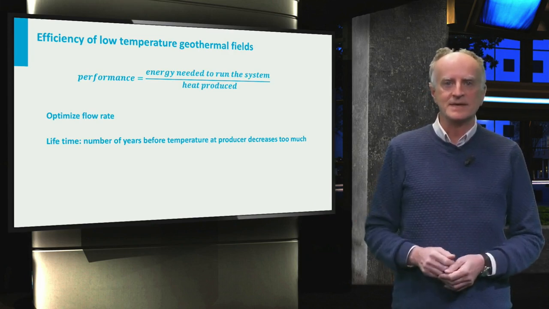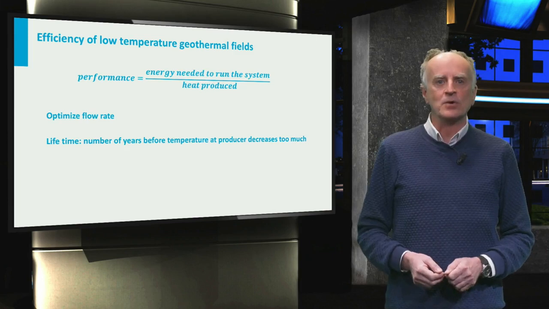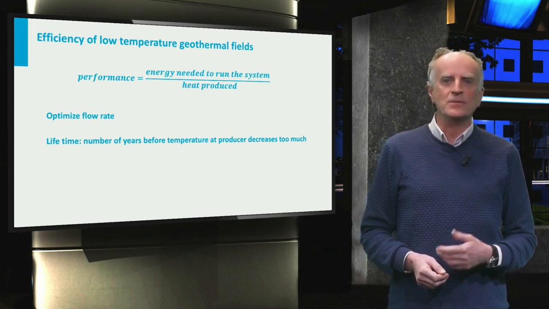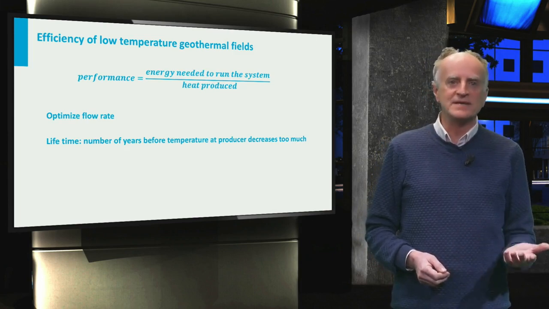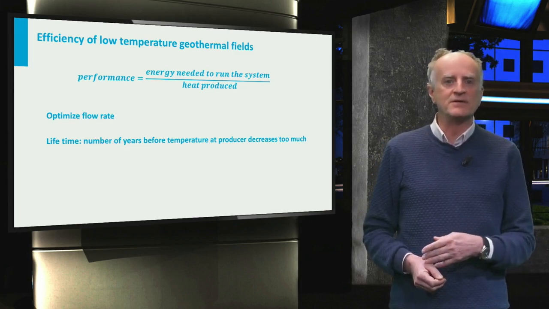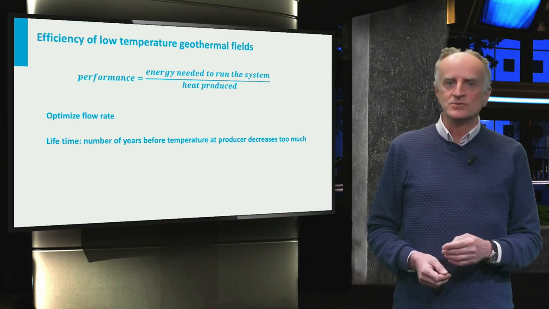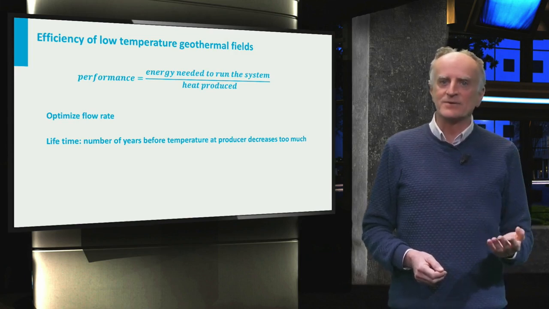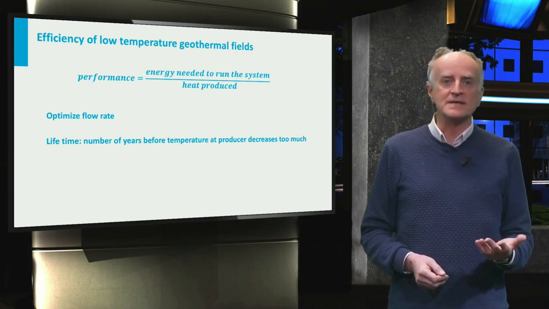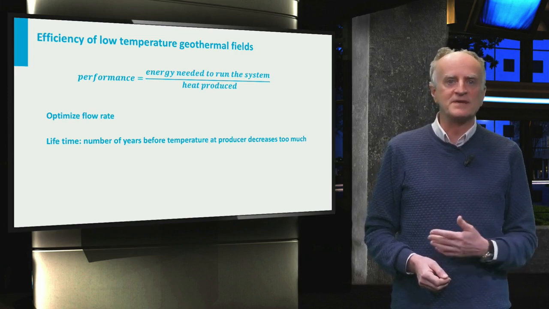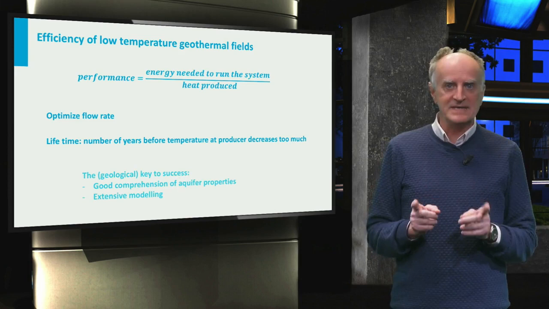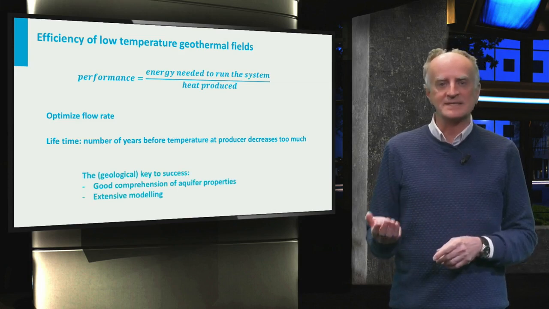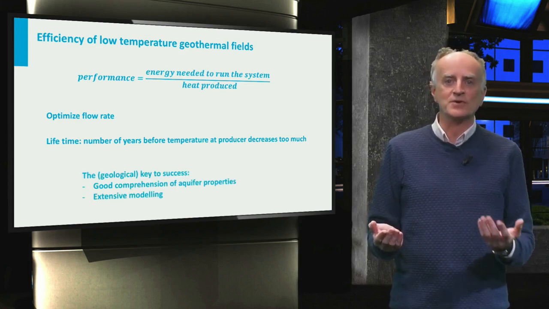decrease. It is generally considered that the low temperature geothermal system becomes non-economical when the water at the producer has become 5 to 10 degrees cooler than at the beginning of exploitation. Geothermal systems are typically designed to have a lifetime of 20 to 30 years to ensure economic profitability and longevity of heat supply. Finding the best balance requires good understanding of the aquifer properties and good modeling work.